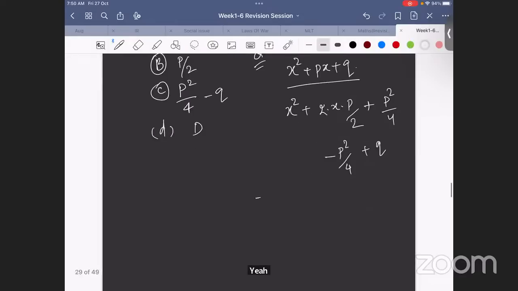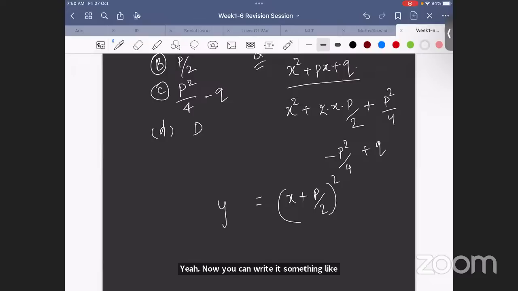Now you can write it something like this: y equals x plus p by 2 whole square, and then what is the other value? q minus p square by 4. This is what you do, sir.